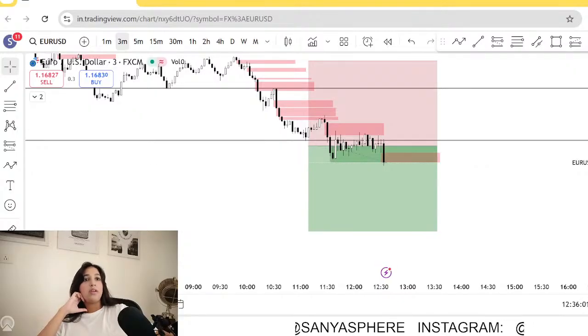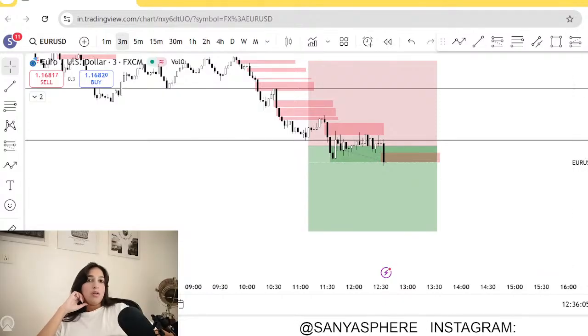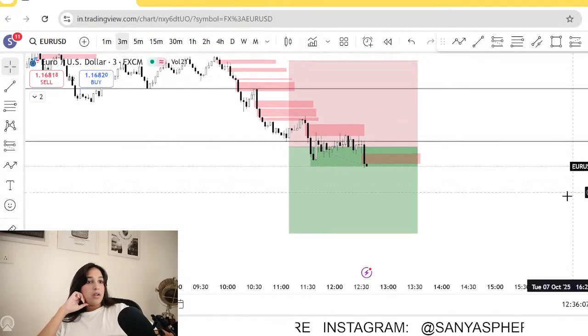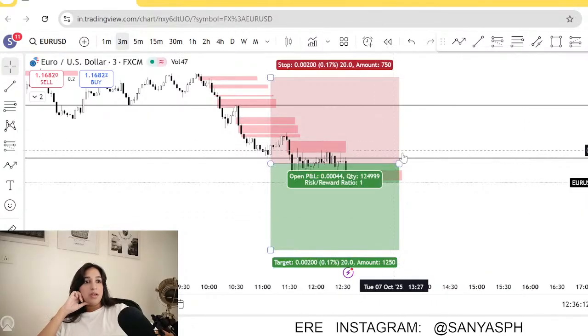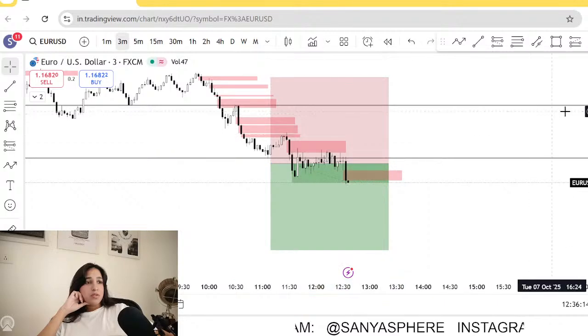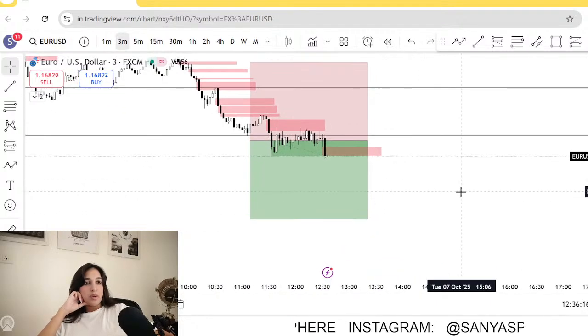Some people don't even look at the weekly, daily, or 4-hour. They just jump on a 1-hour, 1-minute time frame. Some people look at the whole monthly, weekly. So people have different ways to trade.